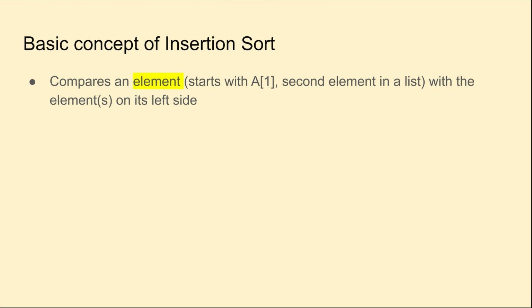First, insertion sort starts with A of 1, which is the second element in a list, and compares it with the element or elements on its left side. Then it places this particular element in its right position.